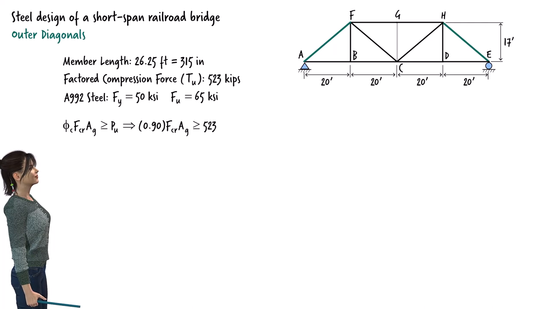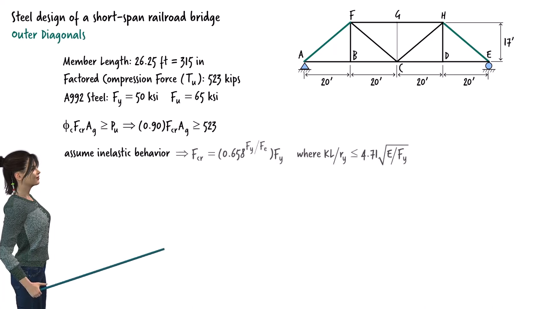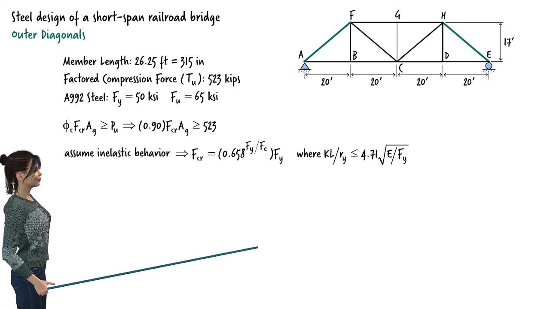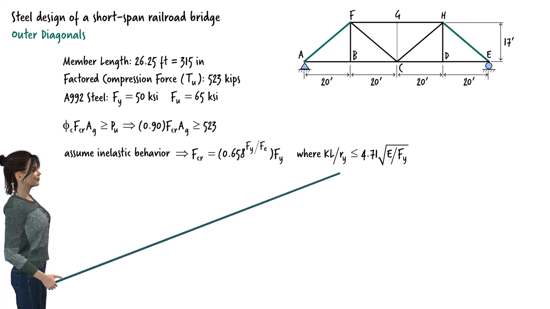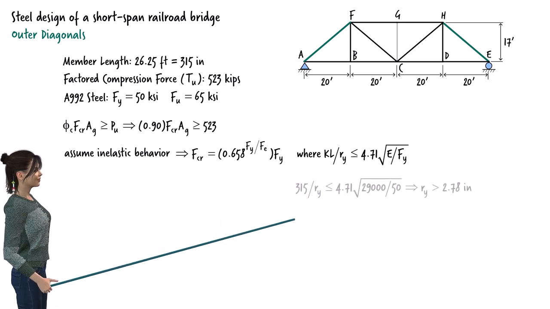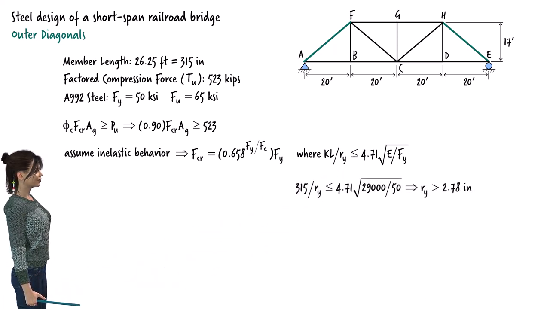The outer diagonal members need to be designed as compression members. Their strength must be greater than the maximum compressive force that develops in these members. Let's start the design process by assuming inelastic behavior for the outer diagonal members. This assumption allows us to use this equation for determining the member's critical buckling stress. The use of this equation requires that the member's effective slenderness ratio satisfies this condition. So, we can use this expression to determine the minimum required radius of gyration for the section.